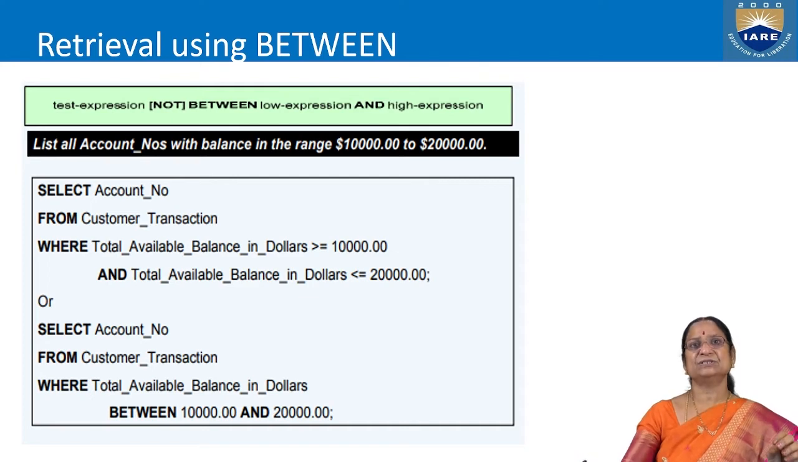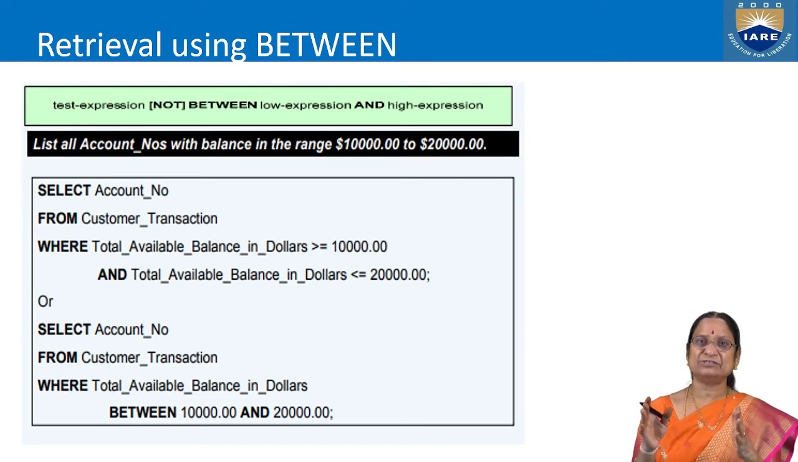While doing these conditions, SQL provides the BETWEEN operator and the IN operator also. BETWEEN means range. If the value is between a certain range, it will check. Test the expression NOT or not, BETWEEN a low expression AND a high expression. So if the value lies between these two, then it will be true. If you are using NOT, it means it doesn't lie between the two: less than the first value or greater than the second value.